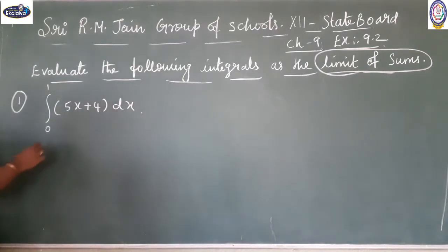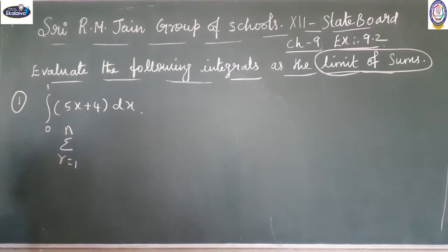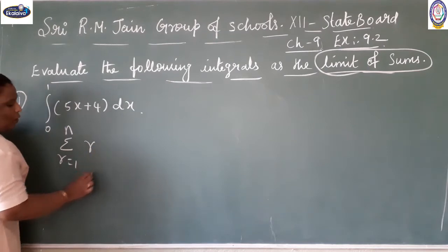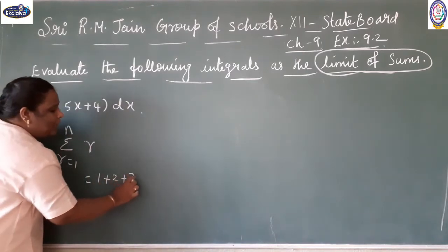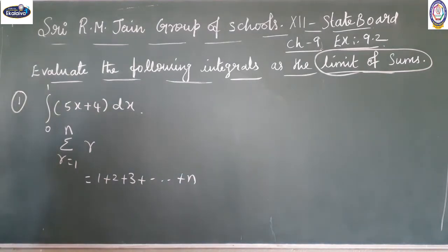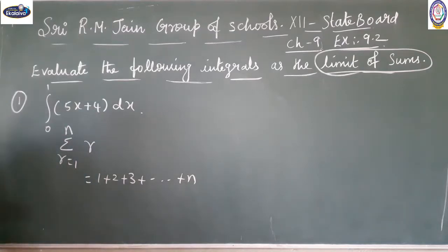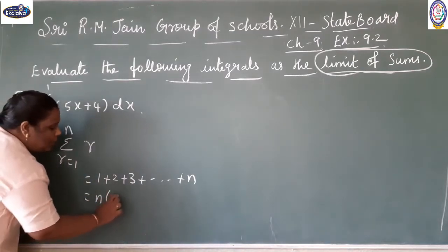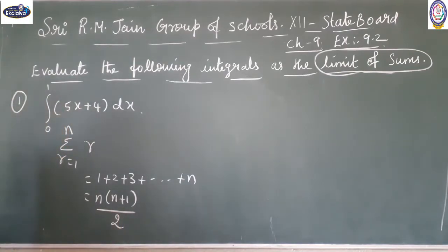See here, sigma r equal to 1 to n r. What is the meaning of this? r can take the values 1 to n, that is 1 plus 2 plus 3 plus etc. plus n. You studied this in the 10th standard itself. What is the formula for 1 plus 2 plus 3 plus etc. plus n? It is n into n plus 1 by 2.